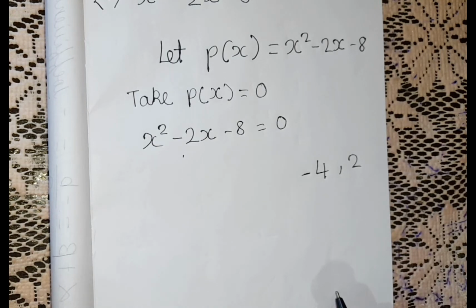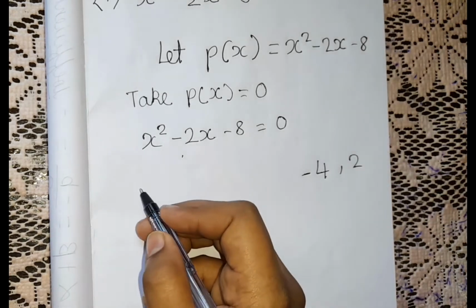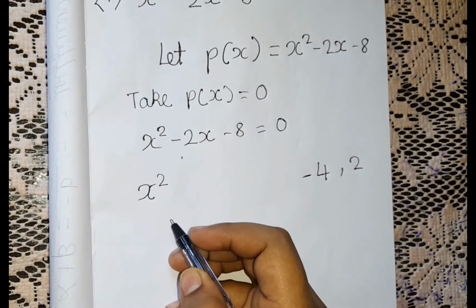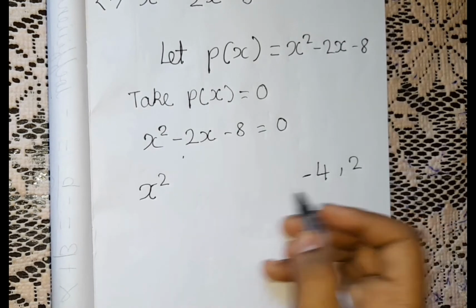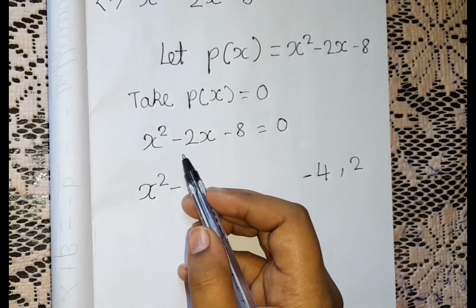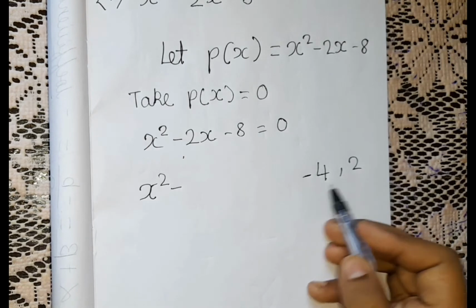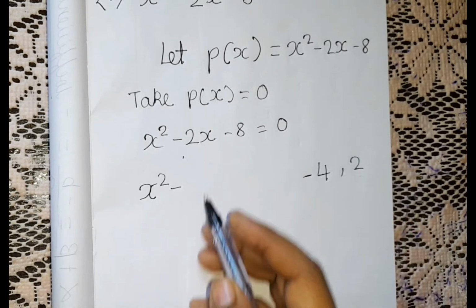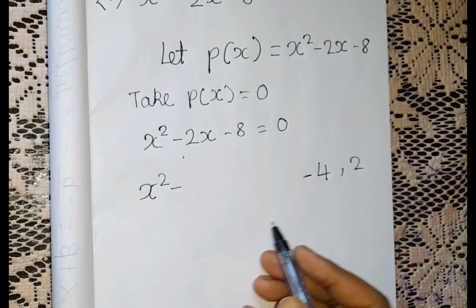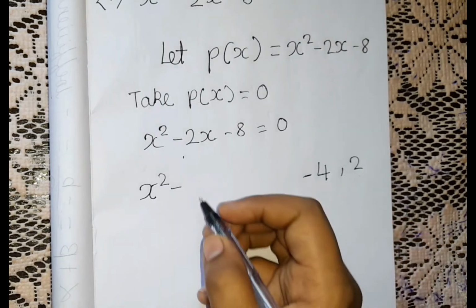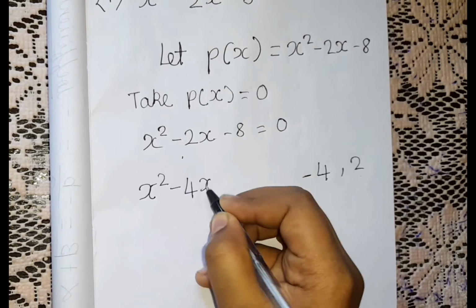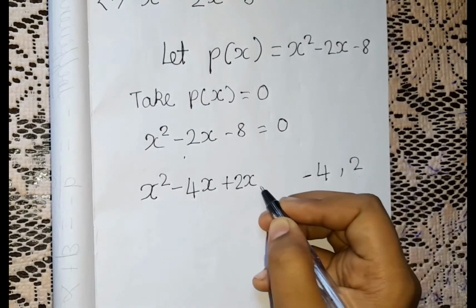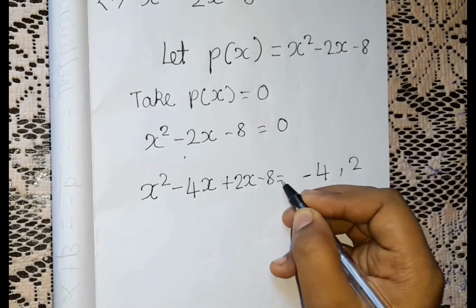Okay. So now what I am going to do is I am going to write x square, and I am going to write this form, that is minus. So here as you can see, after subtracting this we get minus 2, right? Then what about the x? So we are going to take x for 4 as well as 2. So we shall take minus 4x plus 2x minus 8 is equal to 0.